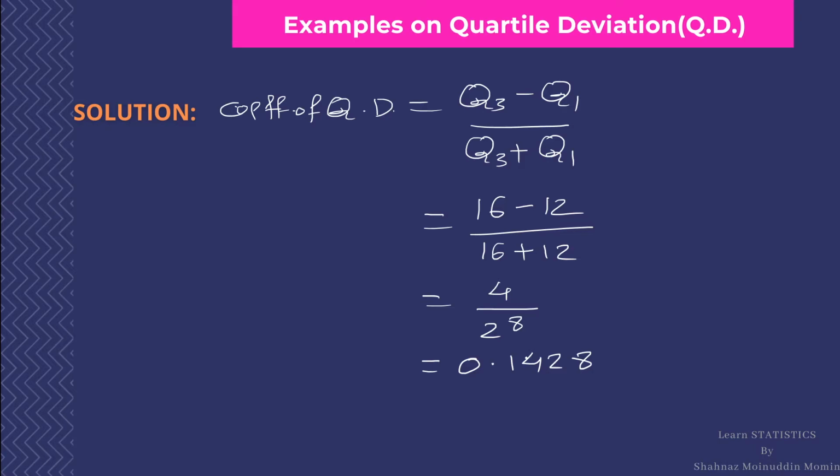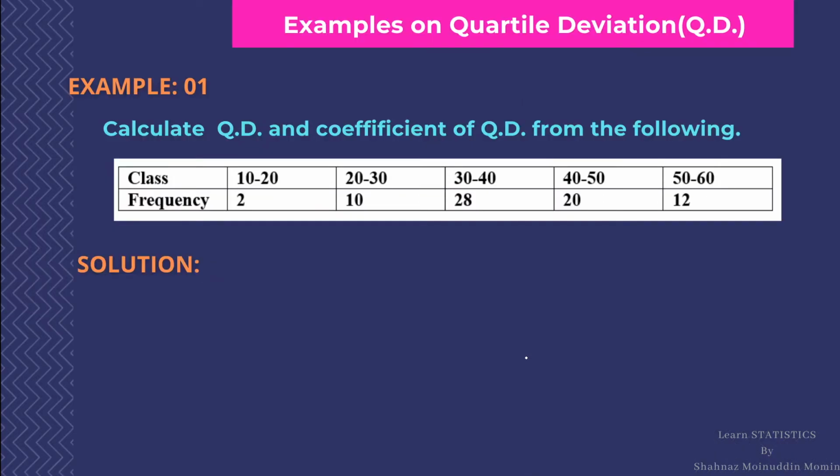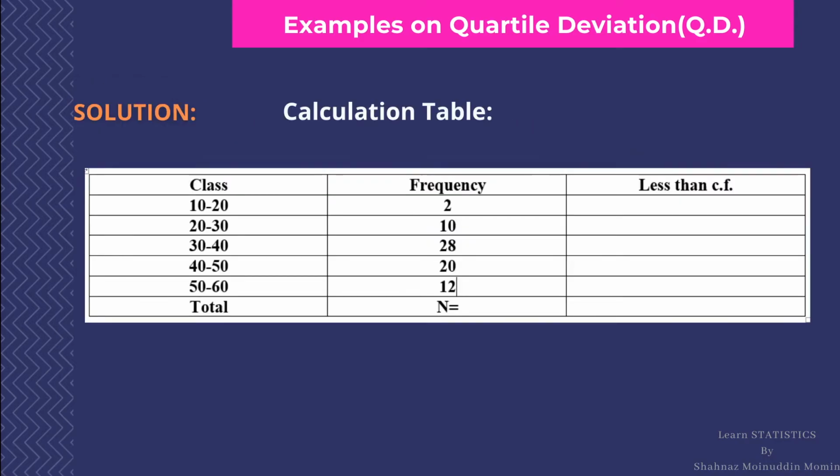Now we will move to the last type of data, continuous data. In continuous data, we are given the classes and their corresponding frequencies. Continuous data is also known as grouped data, in which the values are grouped into different classes or groups. Here we are given the classes and frequencies, and we have to calculate quartile deviation and coefficient of quartile deviation. To obtain the quartiles, we have to obtain the less than cumulative frequency. Now we will write the columns in a vertical manner.